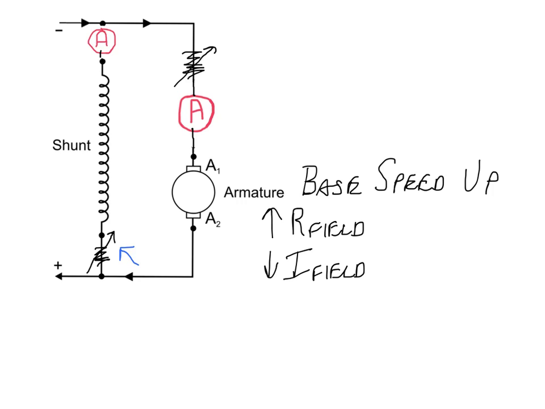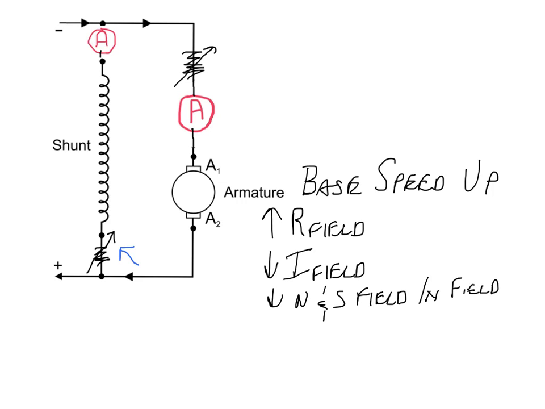If the field current goes down, now we go over to the armature and ask ourselves a few questions. If I have less current flowing in the field, I know that my north and south pole, so my magnetic field in the shunt winding, is going to be smaller. In other words, the north and south field in the field is going to be smaller.